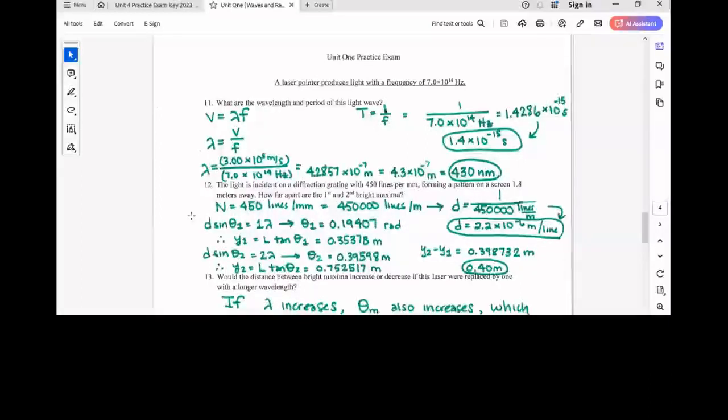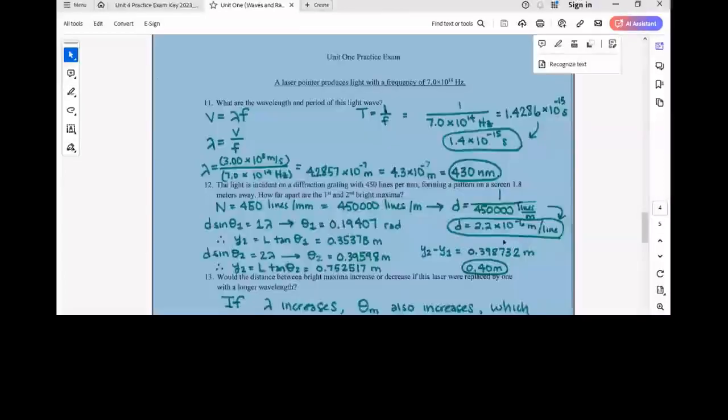12. The light is incident on a diffraction grating with 450 lines per millimeter, forming a pattern on a screen 1.8 meters away. How far apart are the first and second bright maxima? So first off, we can take what we know about this diffraction grating to figure out how many lines you can fit into 1 meter, if 450 fit into a millimeter. And then we can take that reciprocal in order to figure out the spacing between adjacent lines.